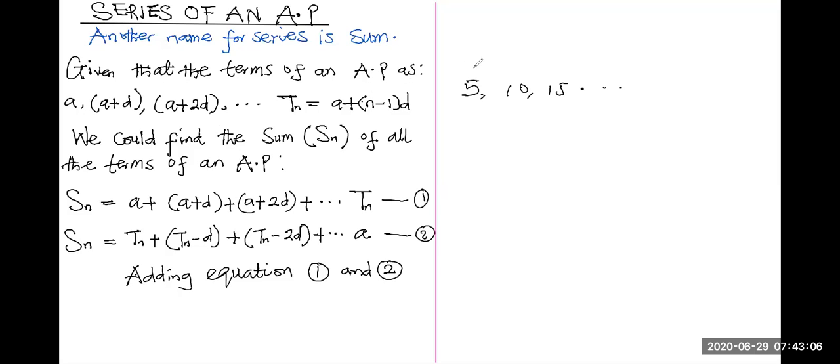Given that the sum of an AP, as we know, is what we find here: a, a plus d, a plus 2d, till the very nth term, the last term, which is a plus (n minus 1)d. Now, we will find the sum of all the terms of the AP. Let's say that Sn represents our sum. So that means the first one, a, plus the second one, a plus d, plus the third term, which is a plus 2d, plus till you get to the last term, which is Tn. We can call this equation 1.